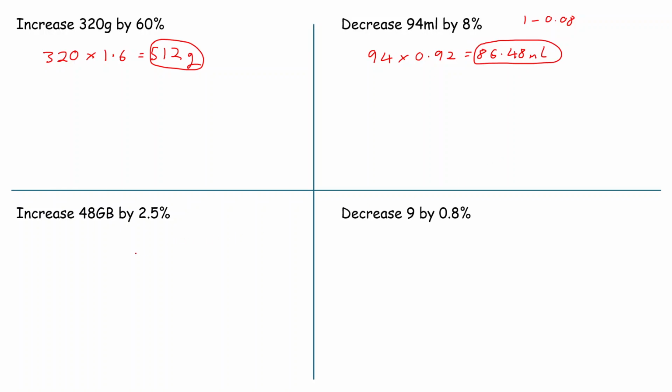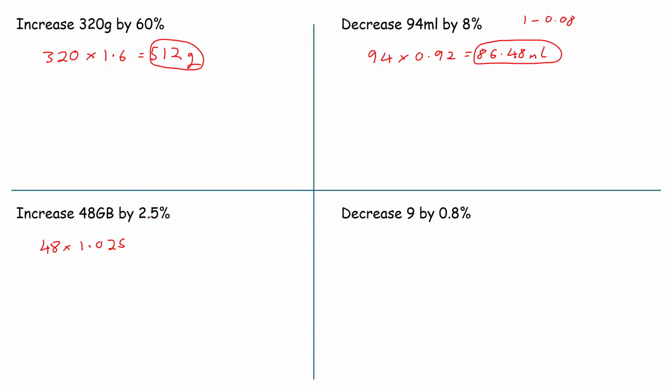Next one, I want to increase 48 gigabytes by 2.5%. Well, if this one's confusing you, maybe, if you wrote it down, if you got 48 and you times through, if you began by saying, well, 1.25, well, that's definitely not right, because that's a 25% increase. So I've got to kind of add on another 0 there. So 1.025 is my percentage multiplier in this one, right?